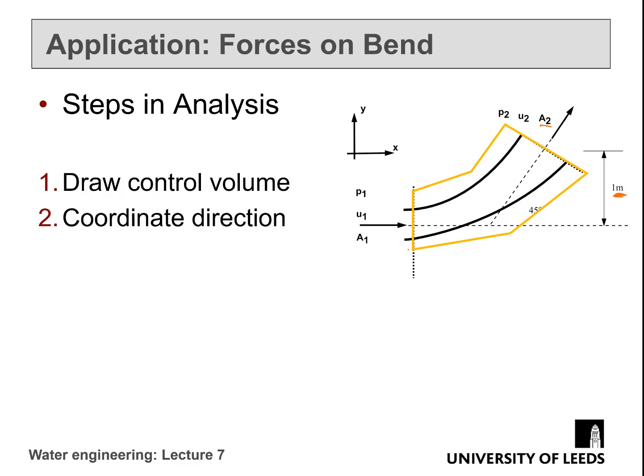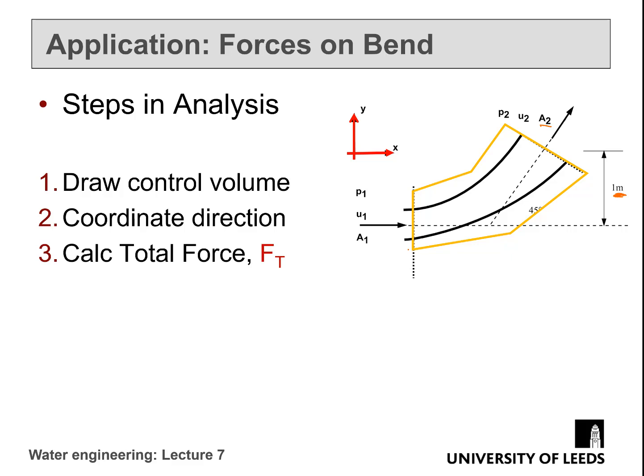Choose a coordinate direction. Now it's a good tip to choose a coordinate direction so that either the inlet or outlet is in the direction of one of the coordinate directions. So I've done this here. Sensibly we'll put X in the direction of U1, and that means that we'll get more zeros in our equations and they are slightly easier to use. So there's my coordinate direction, X and Y.